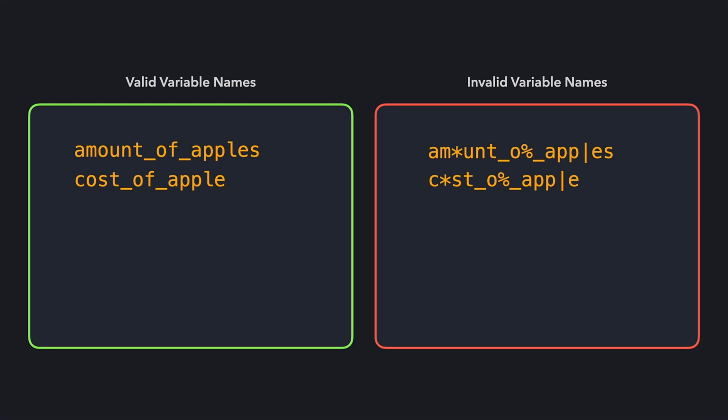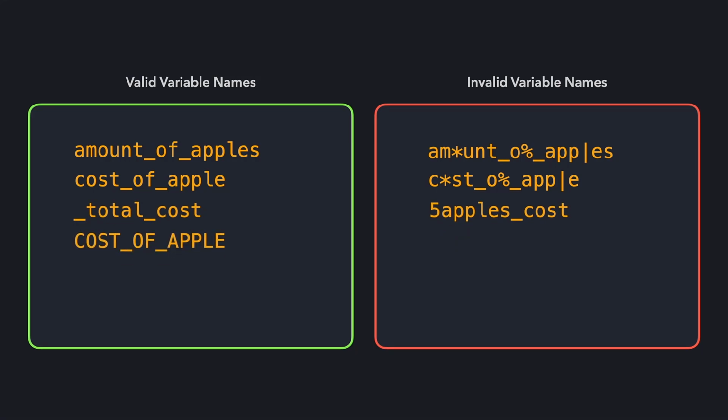A variable name can be composed of uppercase and lowercase letters, digits, and an underscore. The name of a variable must begin with a letter or an underscore. Upper and lowercase letters are treated as different variables. So this means that the lowercase cost of apple is not the same variable as the uppercase cost of apple. They can both have entirely different values and can be used in totally different contexts.